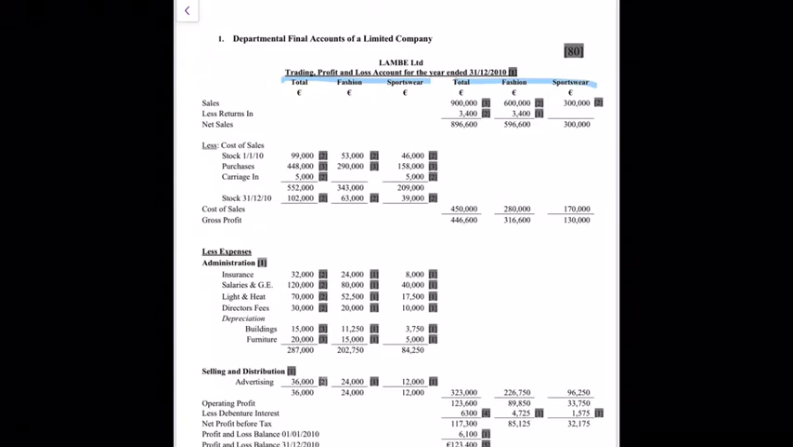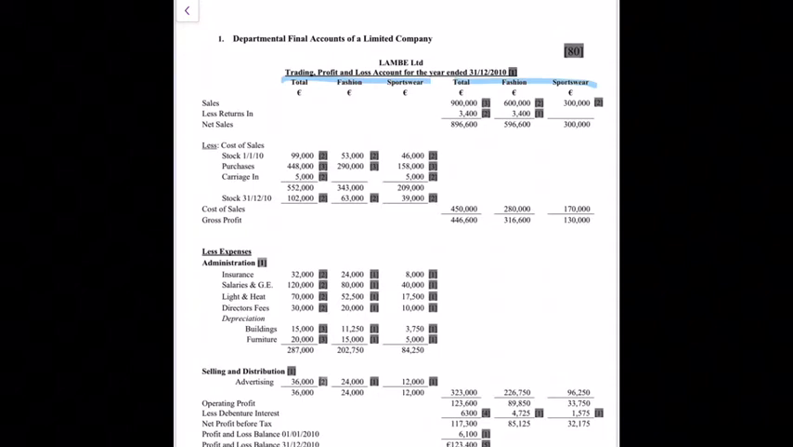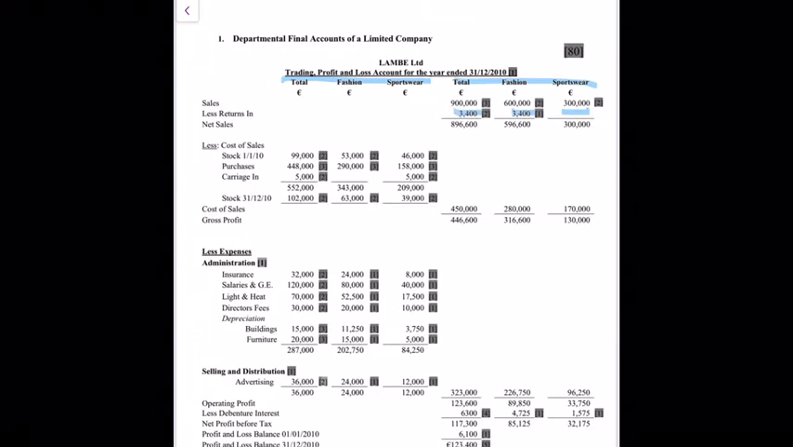Then we have returns coming in. Returns in are sales returns. We've no sales returns in the sportswear, but we do have 3,400 worth of returns in the fashion department. So 0 plus 3,400 gives you this 3,400 total. So make sure you're showing it in the total as well.